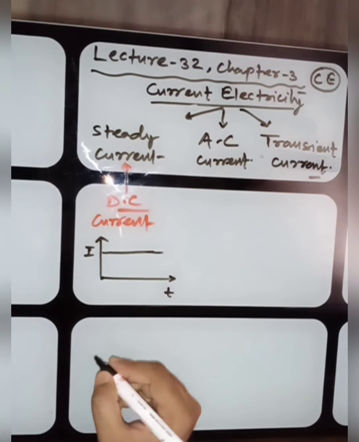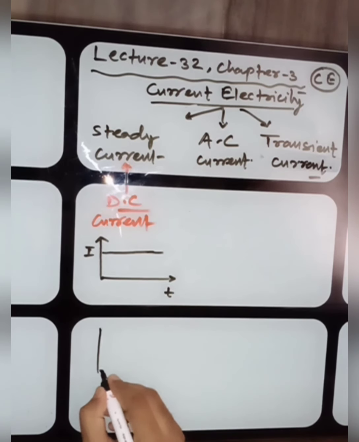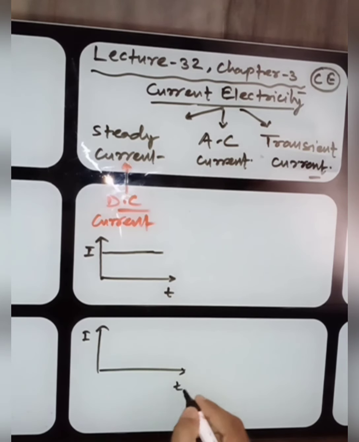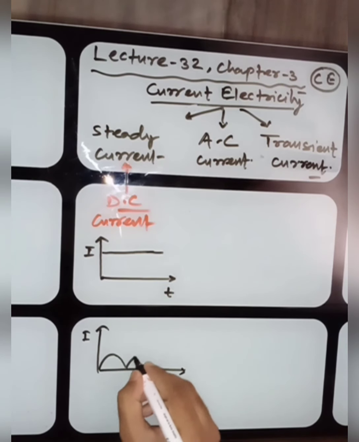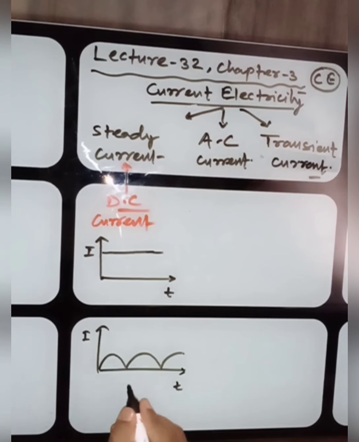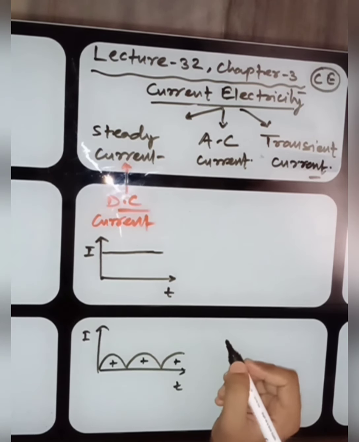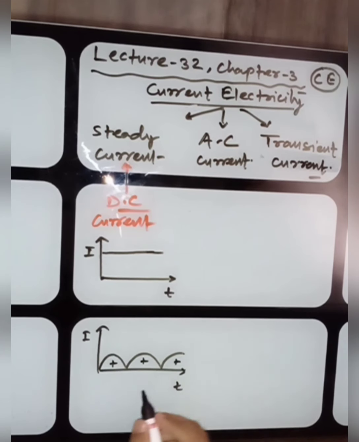If you are making the diagram, this is the current, and this is the time, and this one is the graph. Of course, this is also DC current, but this is not the steady current because its magnitude is changing everywhere, but it is moving in one direction, that is the positive direction. That's why this is also DC current, but that is not the steady current. This is the steady current.